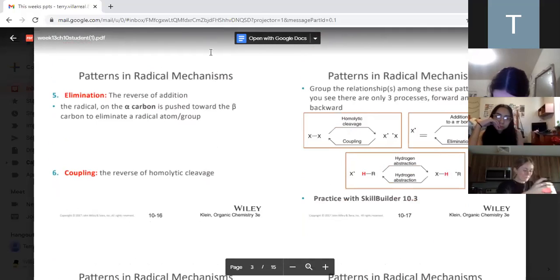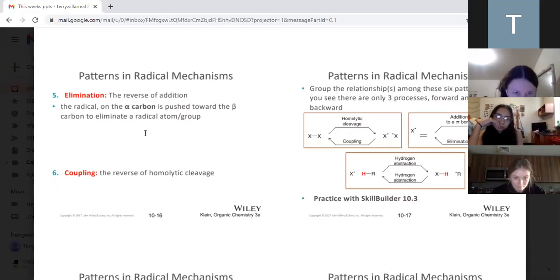All right, and so all of these steps are going to come into play when we do them. 5, we have an elimination. This is the reverse of an addition. So essentially, you're going to eliminate a radical, and then coupling. This is basically when your radicals come together. So you are going to see these 6 steps pop up in your mechanisms, and these are the only 6 steps that you can have occur in any type of radical reaction. And they all follow the same general pattern. So hopefully that'll help.